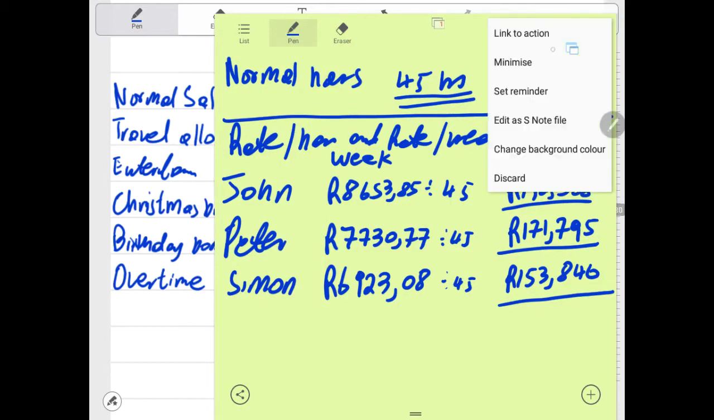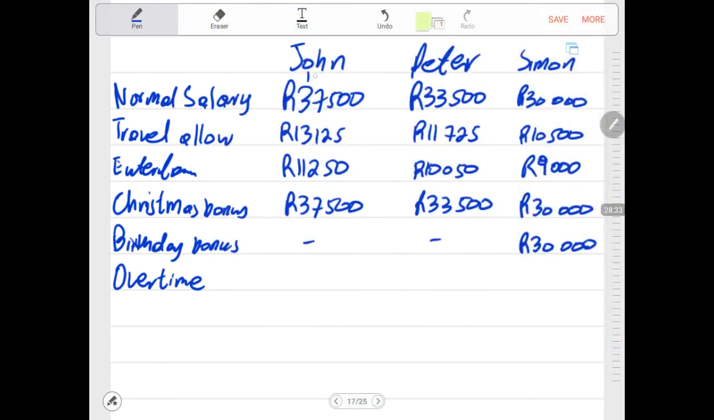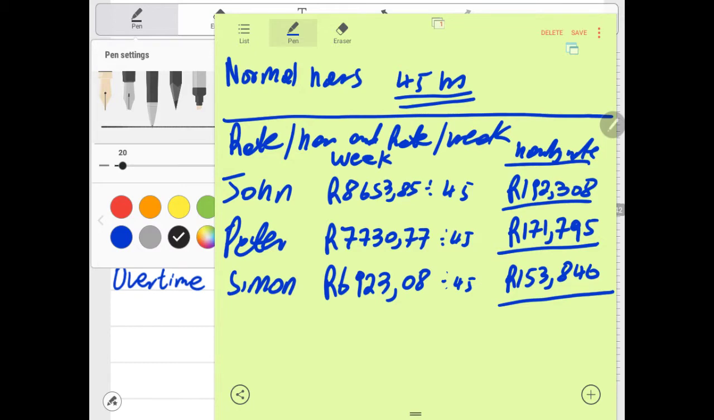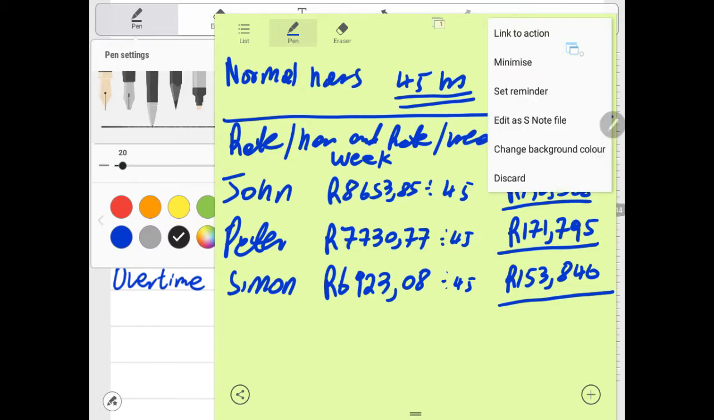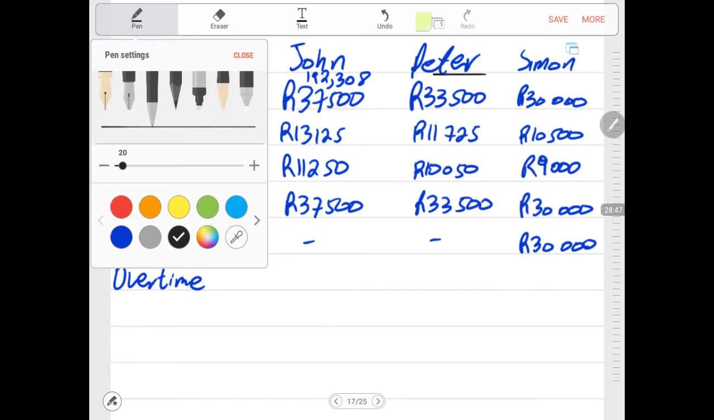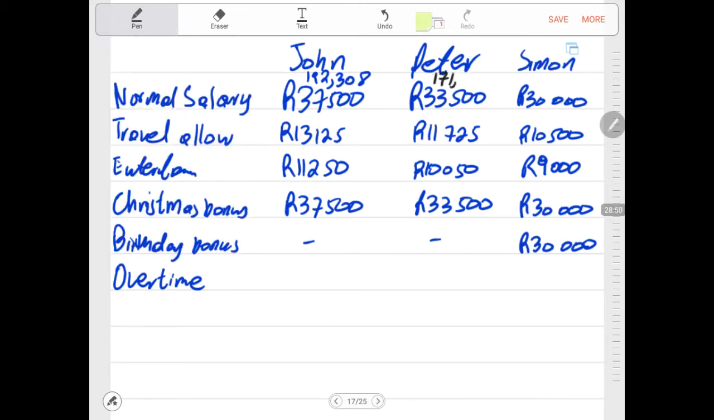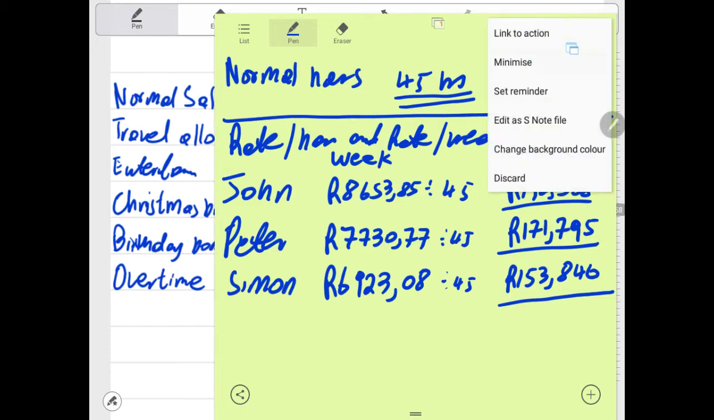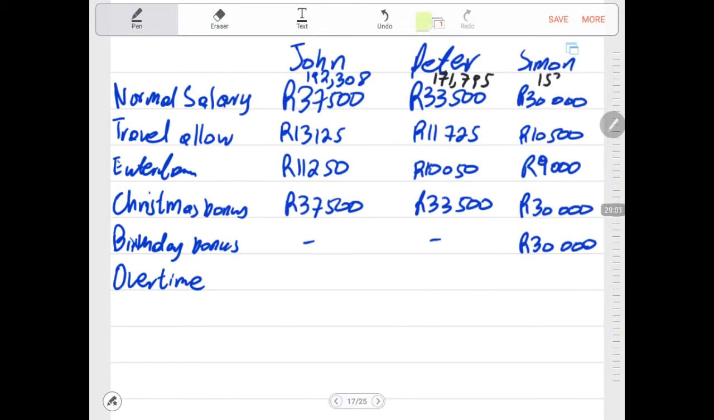where we have 192.308. Then the second one is 171.795. The last one is 153.846. I'm just writing them down there so that I can see them when I'm doing my calculations.